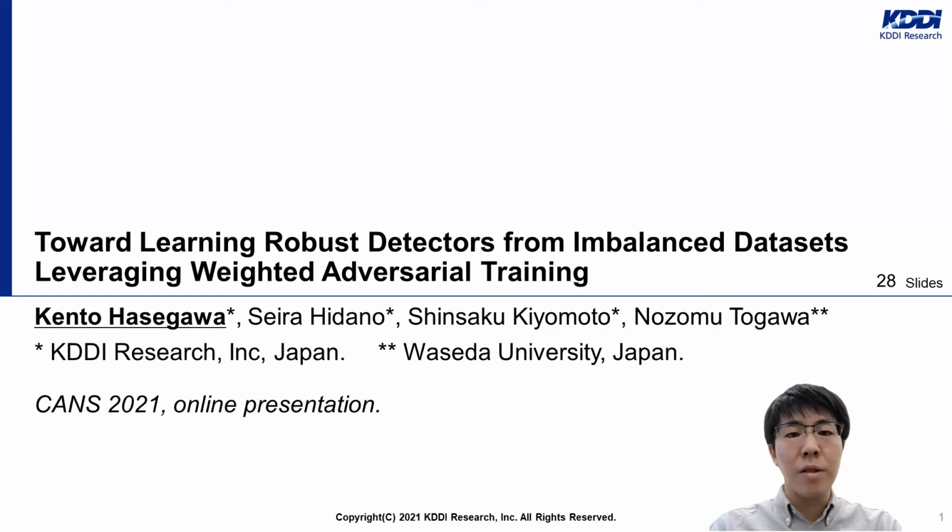I will start my presentation entitled Toward Running Robust Detectors from Imbalanced Datasets, Liberating Weighted Adversarial Training. In this presentation, we focus on security applications of machine learning. A real-world security dataset is imbalanced. So the goal of this presentation is to construct robust detectors that learn from imbalanced datasets.